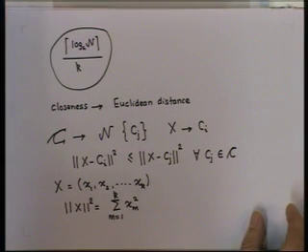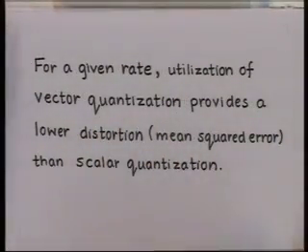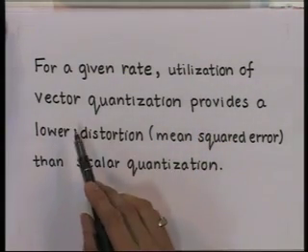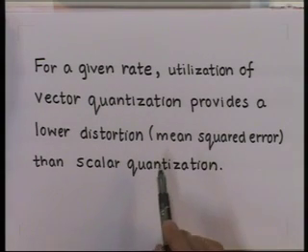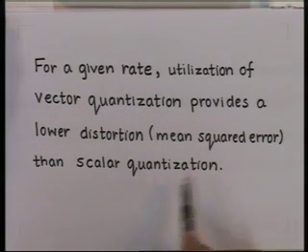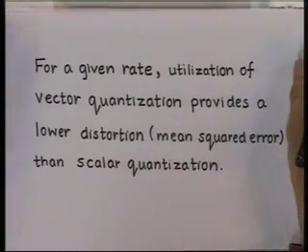Now, it is possible to show theoretically that for a given rate, utilization of vector quantization provides a lower distortion, that is mean squared error, than scalar quantization. Now, without going into the mathematical proof of this statement, let us get a feel of the advantages of vector quantization over scalar quantization with the help of a few examples.